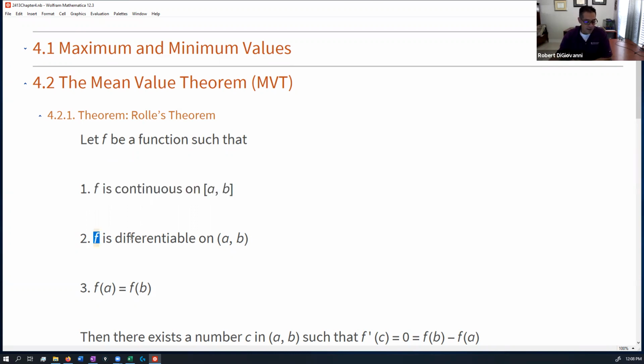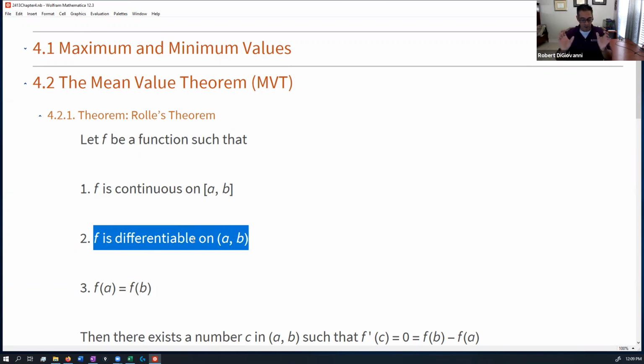Also, we need that we can differentiate the function on the inside of the interval. That means that the derivative exists everywhere inside that interval. That means we should have no corners, no cusps, no vertical asymptotes. The derivative exists everywhere in there.